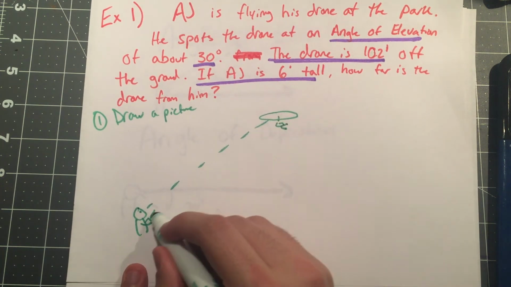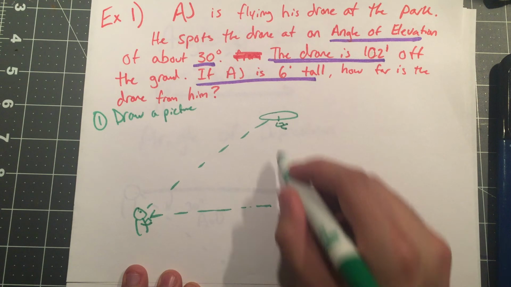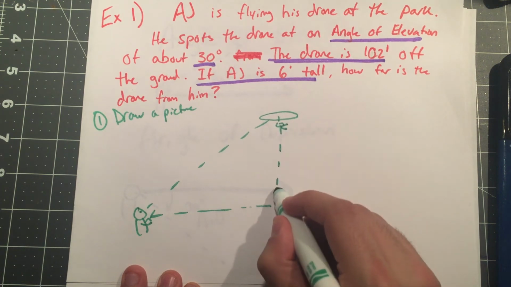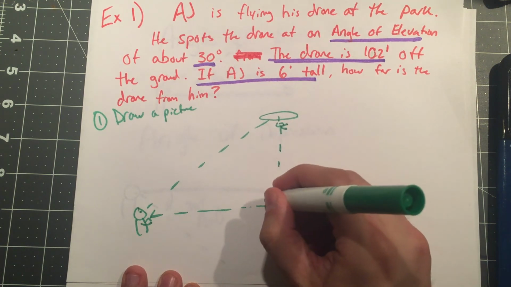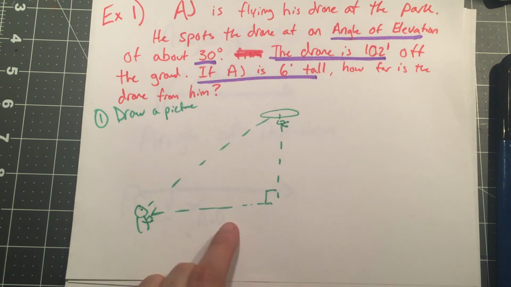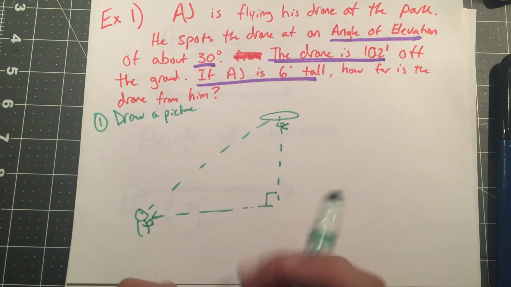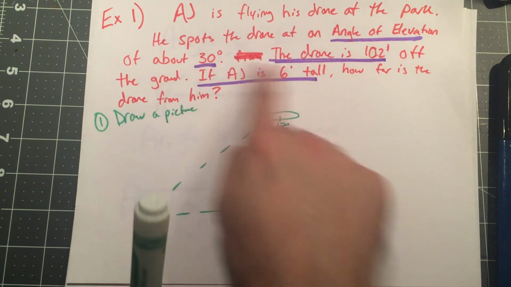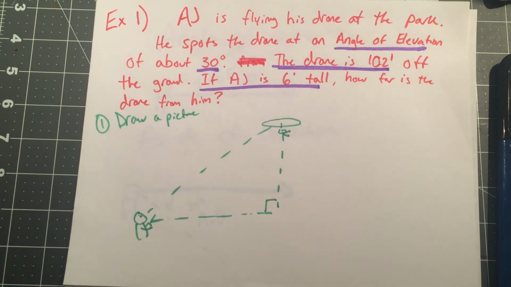Now understand, all of these problems we are doing are going to be right triangle problems. Finding out where the right triangle is in the problem is a very good question to be asking. We have AJ, he's flying his drone, and we have a couple pieces of information. All I'm going to do is take these three things we were given and plug them in.